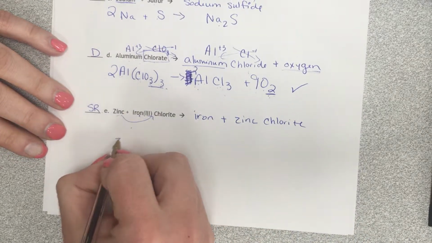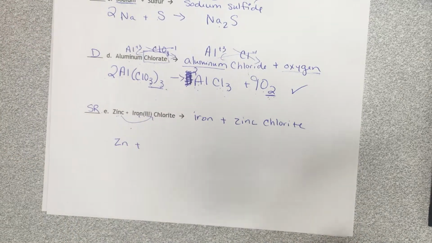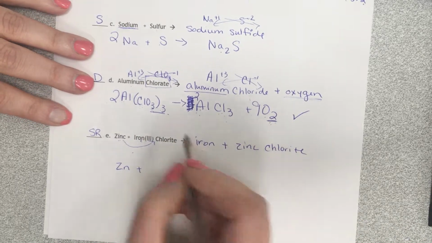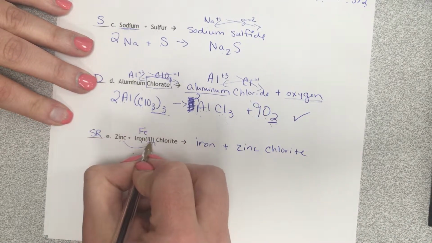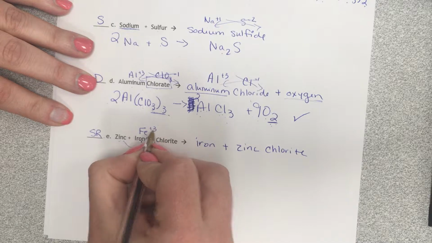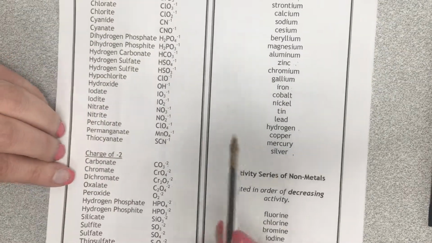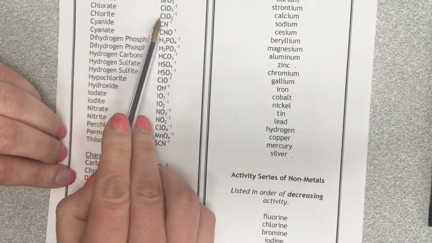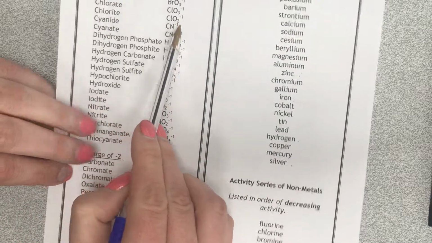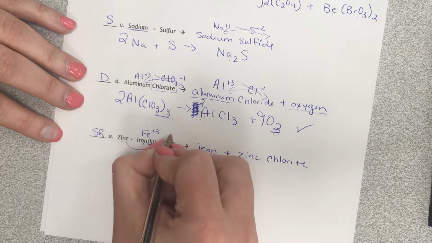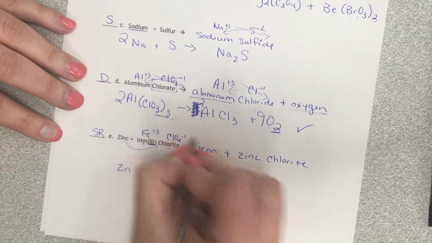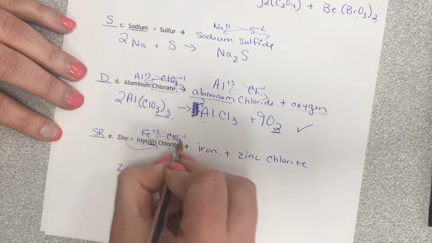So we have zinc. It's not diatomic, so we just bring it down elementally. Iron, it's a +3 charge because of this. Okay, chlorite. It's not on the periodic table. That's chloride. So chlorite is here. ClO2 -1. ClO2 -1.